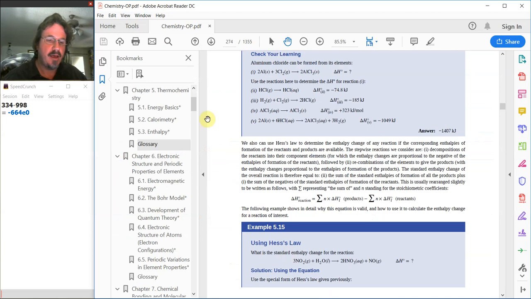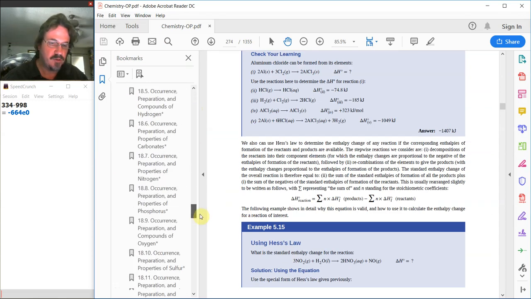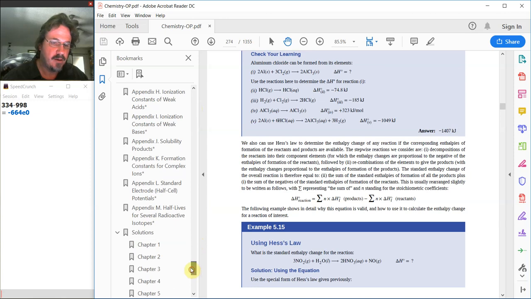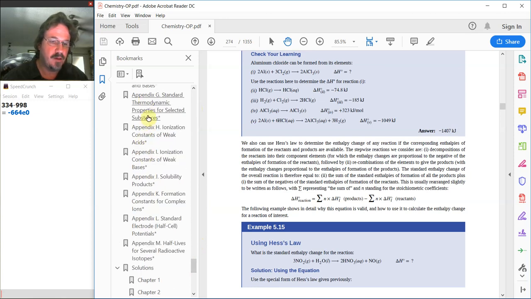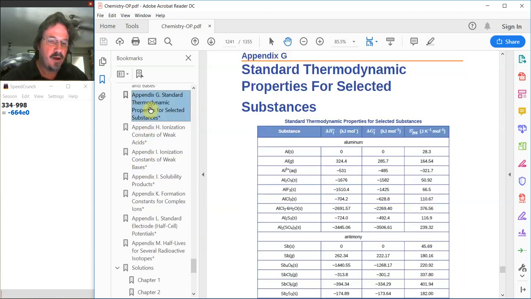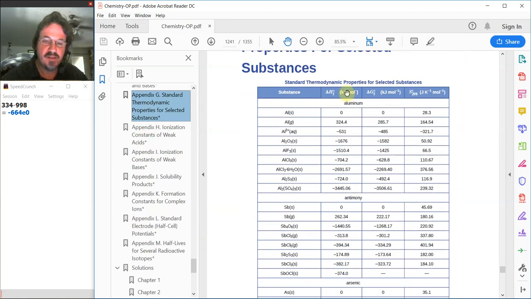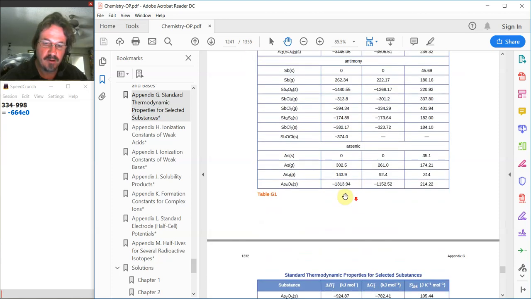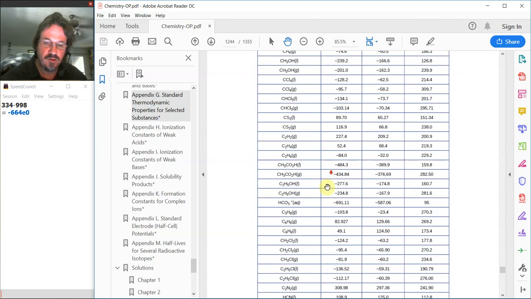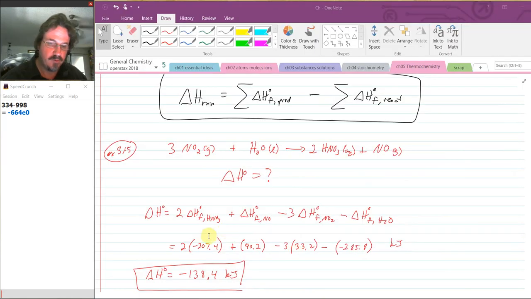Your textbook has in the back, in the appendices, a table, Appendix G, thermodynamic properties, where they list substances and delta H of formation in terms of kilojoules per mole of all these various things, and it's more or less alphabetical. So here's aluminum, antimony, arsenic, etc., etc. And if I scroll down to, for example, the very first one, we have nitric acid, right? 2 times delta H formation of nitric acid. If I go up to the reaction, that's HNO3 aqueous.